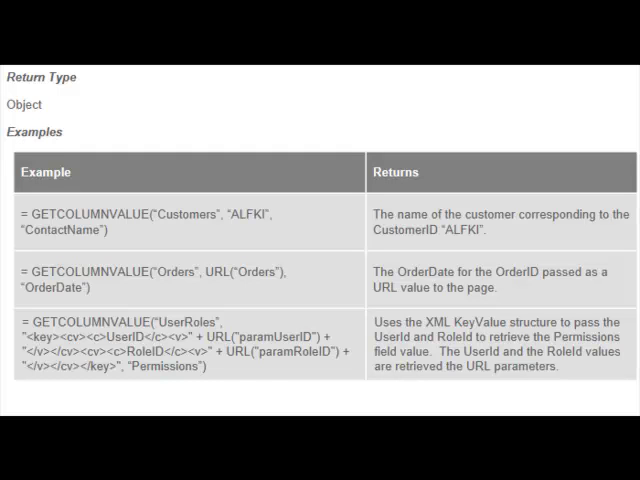In this example, we are looking to obtain a value from the user roles table. The particular field we are interested in is the permissions field. The key value we pass is an XML key value where we build the XML string setting user ID equal to the URL parameter passed as param user ID and role ID equal to the URL parameter passed as param role ID.